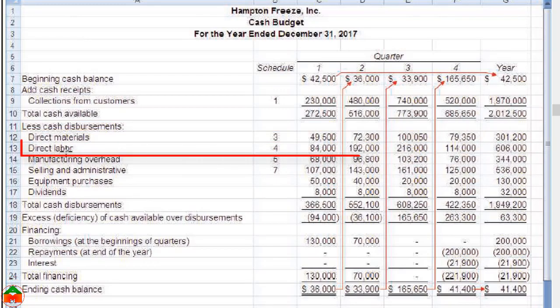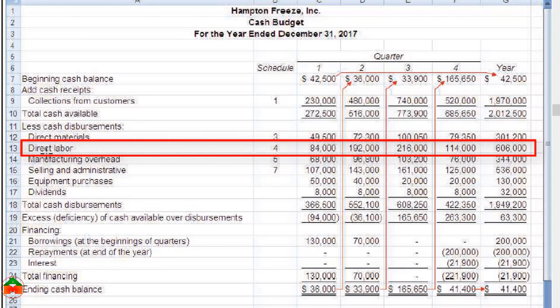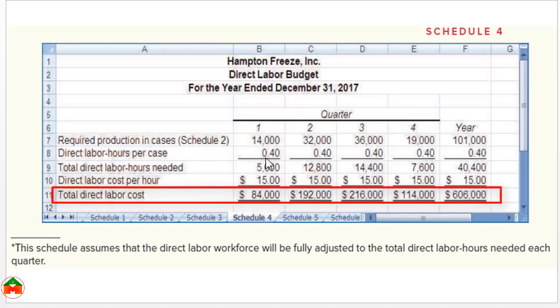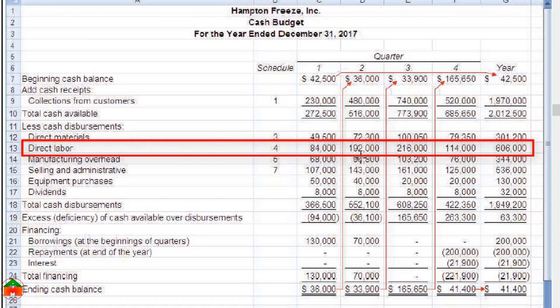Then we need to show the cash payments for direct labor, and this amount would be taken from the direct labor budget. This is the labor budget and it was shown in the second tutorial of master budgeting. We can see labor cost for first quarter 84,000, second quarter 192,000, third quarter 216,000 and fourth quarter 114,000. This cost will be shown as cash payments for direct labor, taken from the direct labor budget.